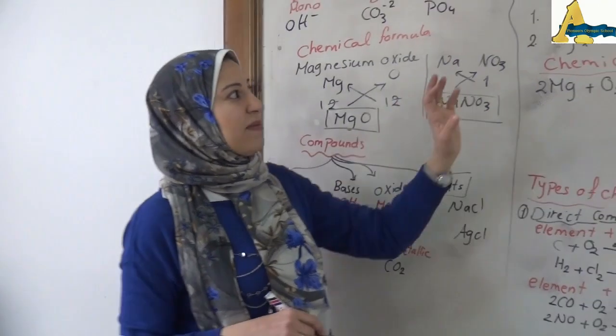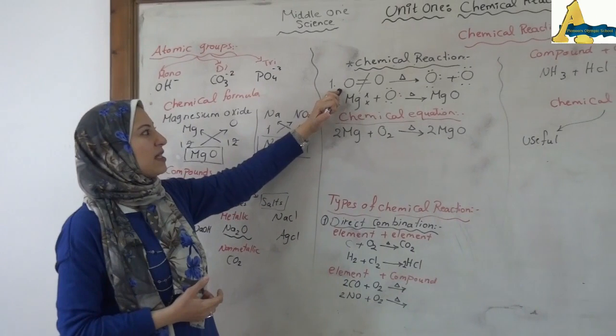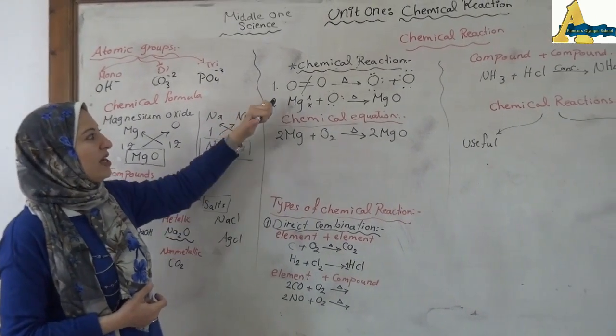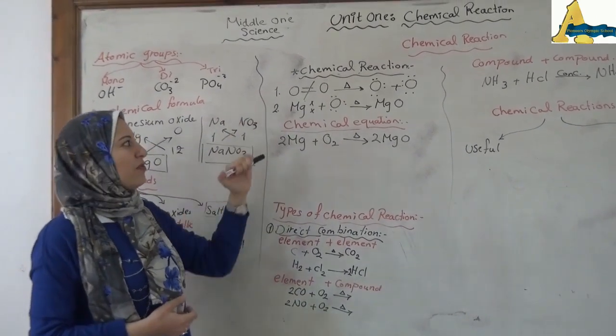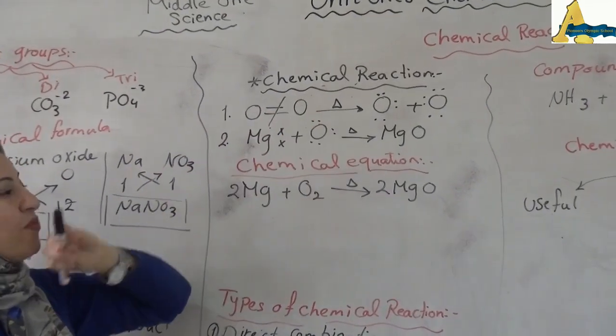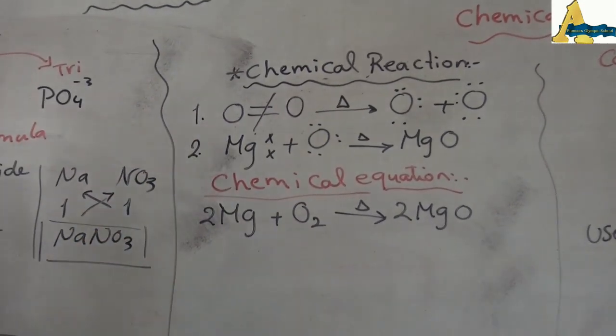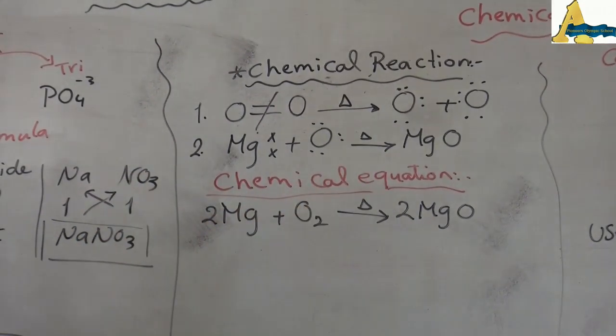Lesson 3, we talk about the chemical reaction. How did the chemical reaction take place? We have the first activity or the first example, burning a magnesium strip in air. We said that by burning the magnesium strip, the heat energy is going to break down the double covalent bond between the 2 oxygen atoms and give me 2 active oxygen atoms.